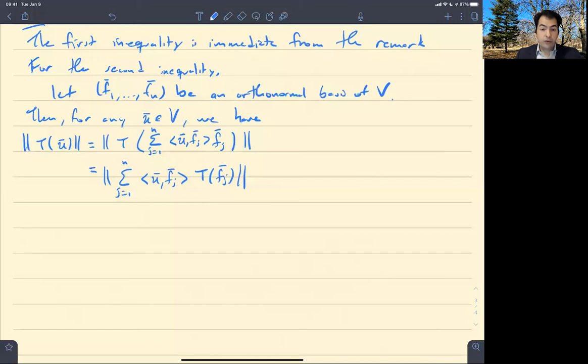Okay, next let's use the triangle inequality to say that this is bounded above by the sum j goes from 1 to n of the size of each of these terms. And then let's use positive homogeneity to pull out the coefficient from the norm.